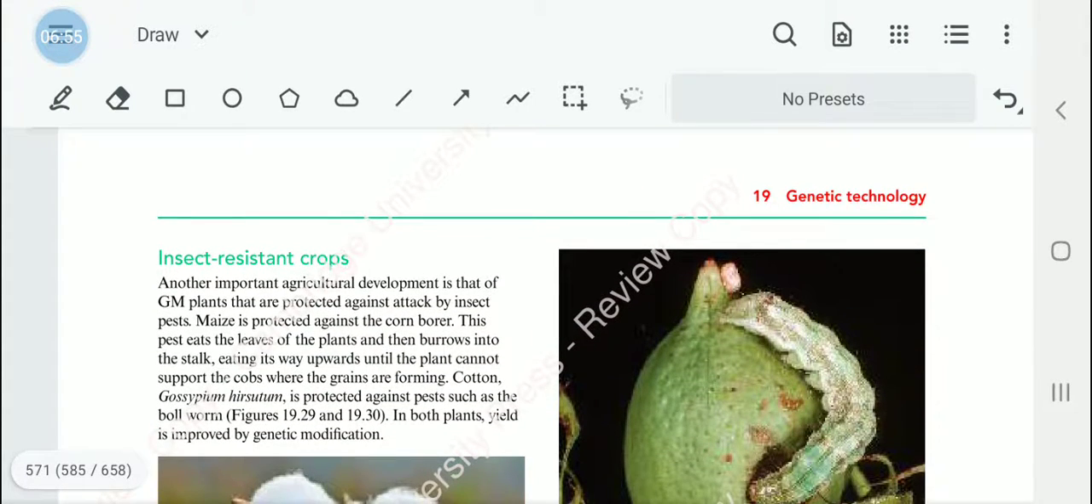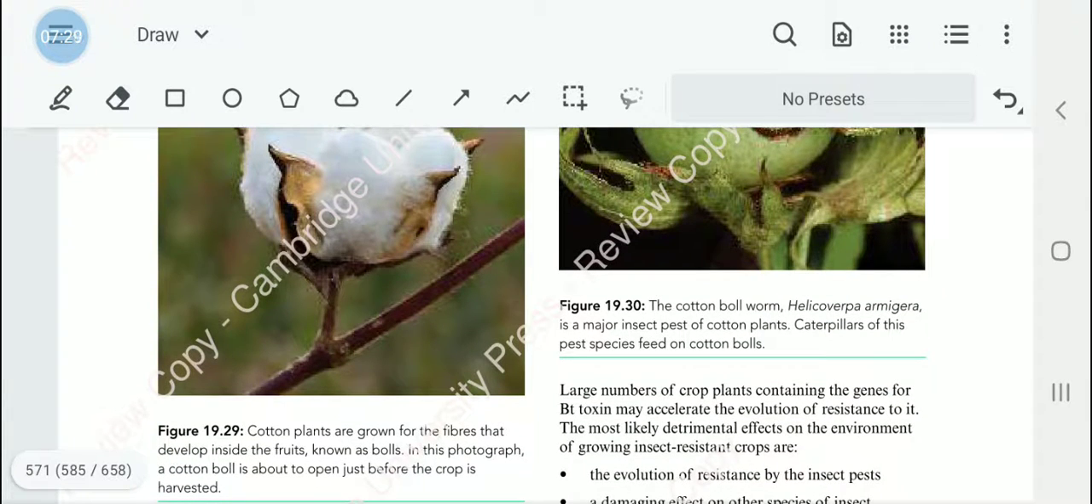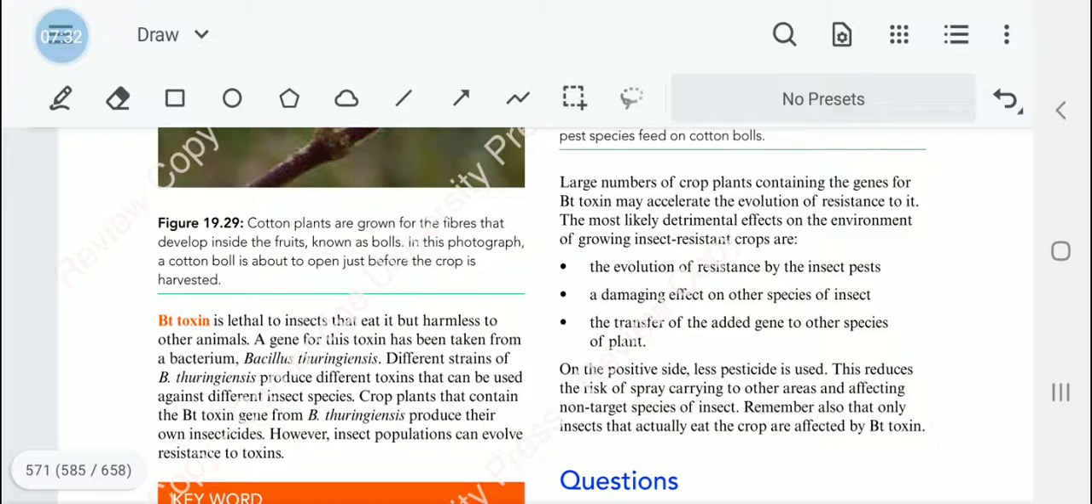Then insect resistant crops. Like I told you earlier, they will have some chemical that is produced inside them as a result of the activities of a gene that has been introduced. When it is consumed by the insect, they will die out. But it is not poisonous for other insects. Also they should eat it. Unless they eat it, they won't die.